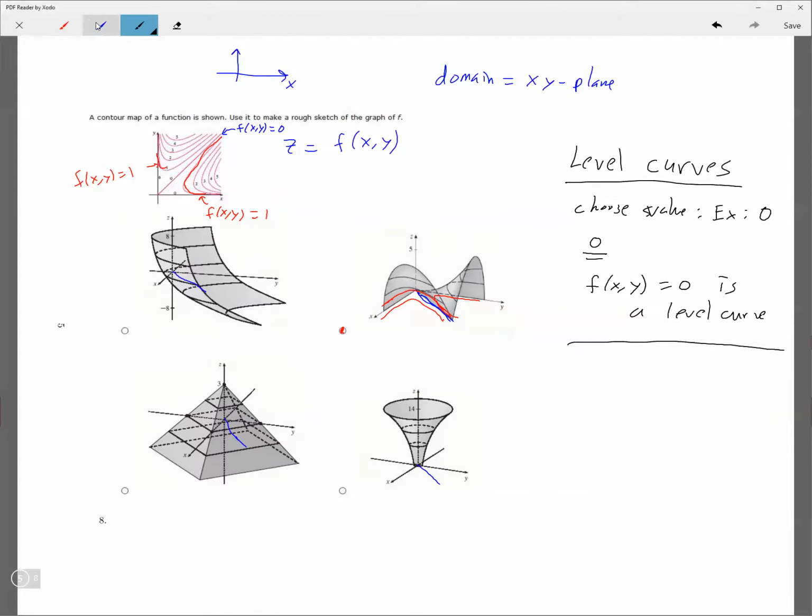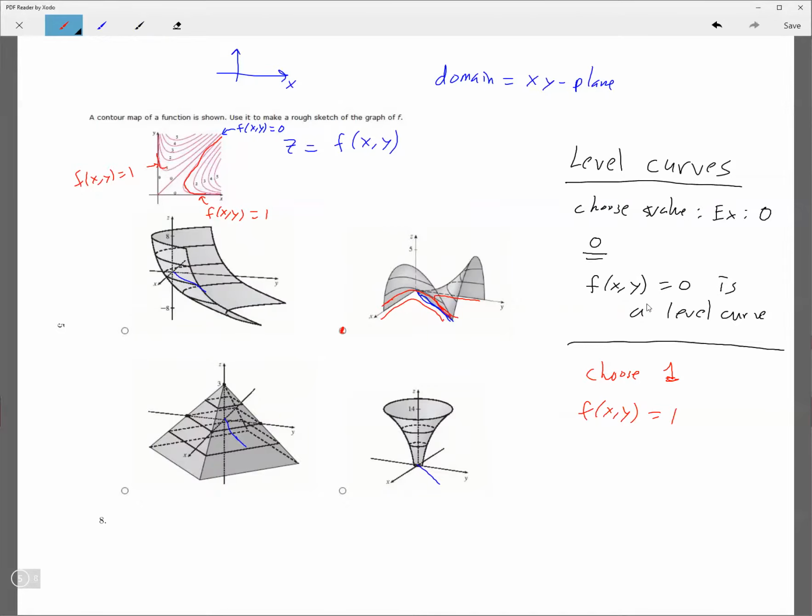Okay, and then if you were to choose, let's say we choose 1. That's going to be another level curve. It would be f of x y equals 1. Okay, and that's going to be these curves here, this one and this one. Those are level curves for choosing 1. And then if you choose 2, everything at height 2, that's a level curve, and that's a level curve.